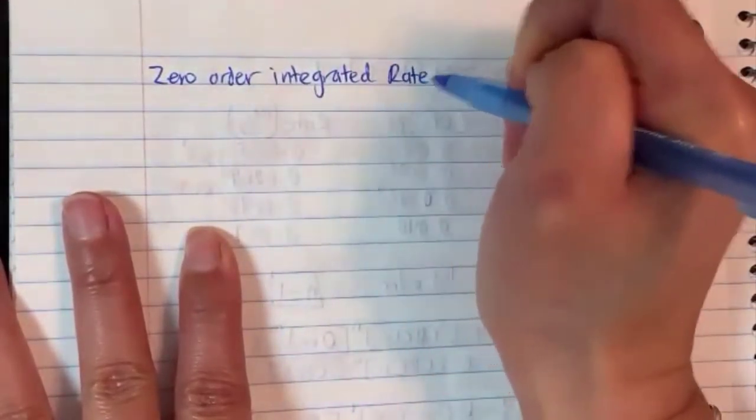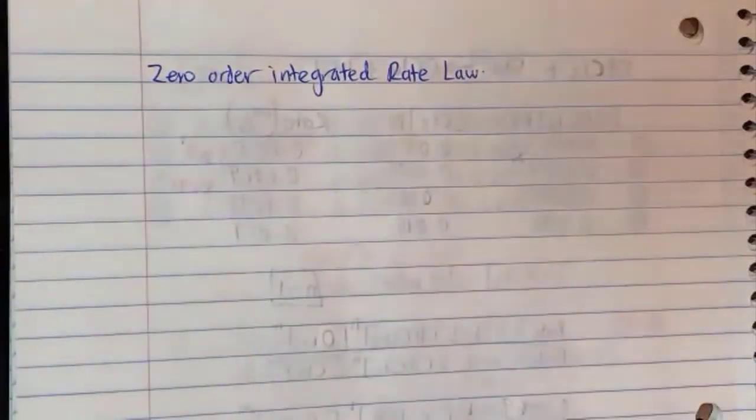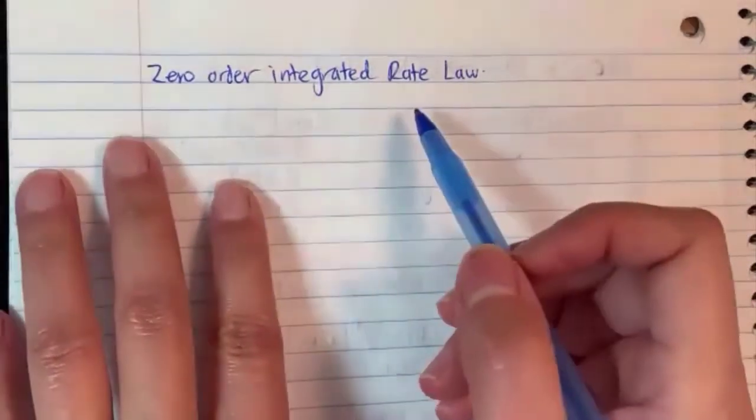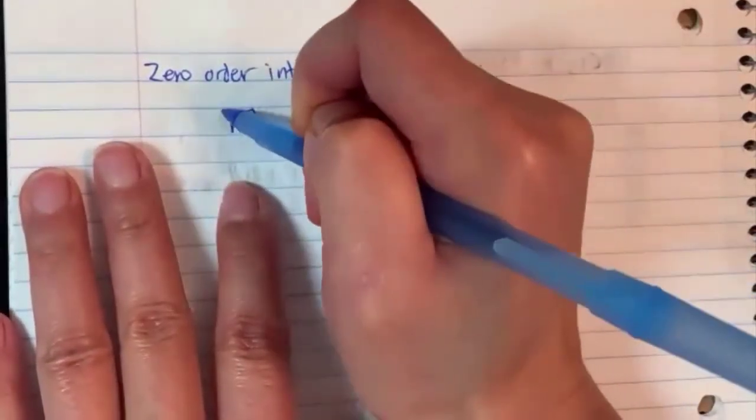For your lab, you will build a rate law, and then we will use the integrated rate law. We're going to learn that next week, the second portion of your lab. It has to do with an equation. But let's get this done first.